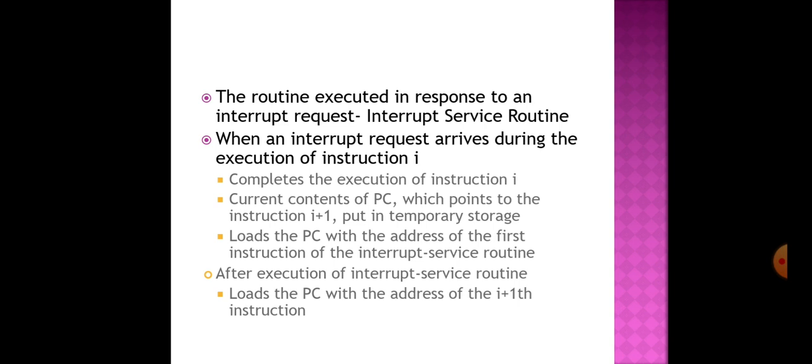When an interrupt request arrives during the execution of instruction I, first it completes the execution of the current instruction, that is I. Then the current contents of PC, that means on executing the ith instruction, the program counter value will point to the i+1th instruction. That value must be saved in some temporary storage. Then it loads the program counter with the address of the first instruction of the interrupt service routine. Then after executing the interrupt service routine, it loads the program counter with the address of the i+1th instruction to resume the execution of the compute routine.